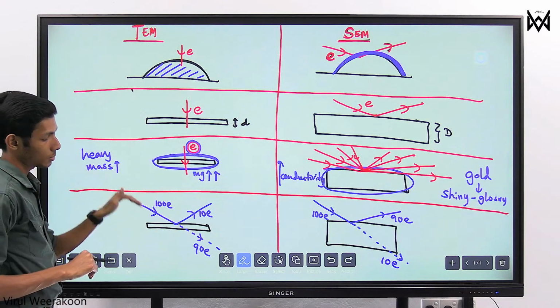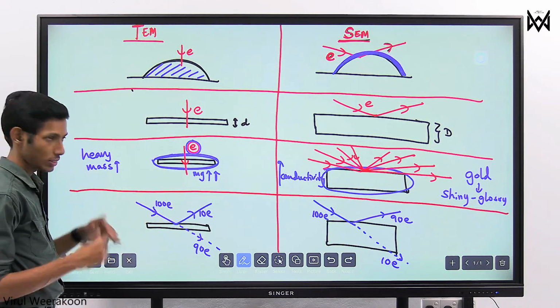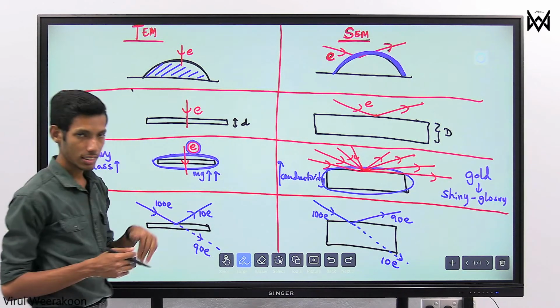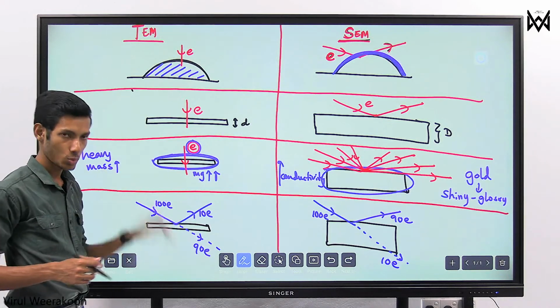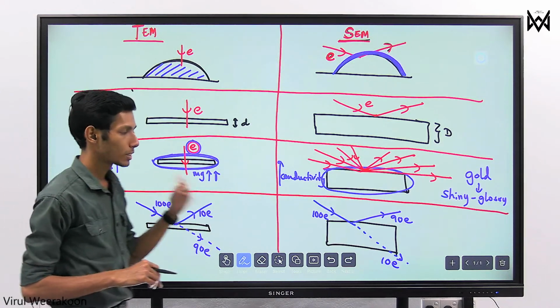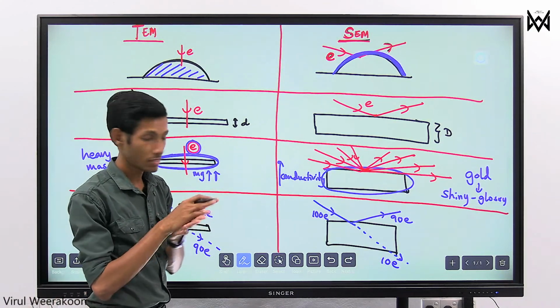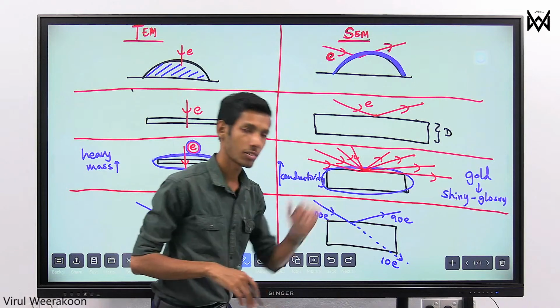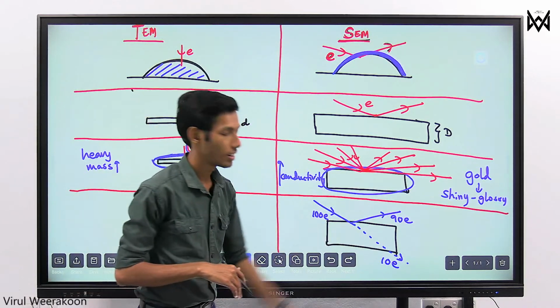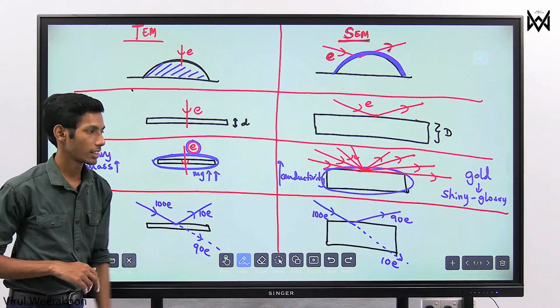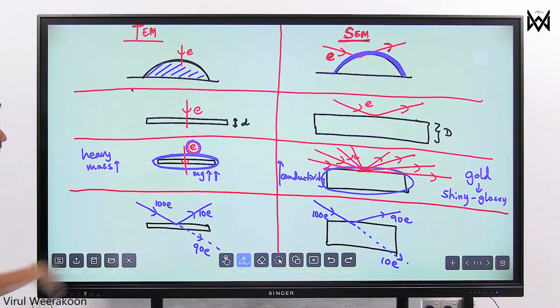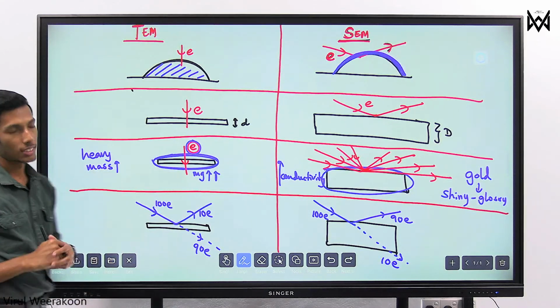In transmission, 100 come, 90, the majority, go through, because the aim is to see the internal structures, therefore the majority of electrons need to go through the specimen. Here the aim is to observe the surface view, therefore the majority of electrons need to be on the surface. That's why the majority of the electrons are reflected and few will go through. Now this is the summary of the difference between the transmission and scanning electron microscope.